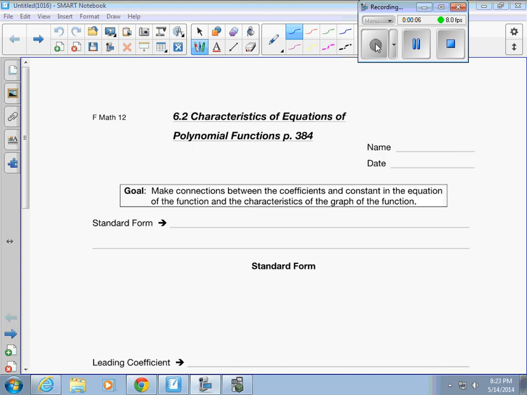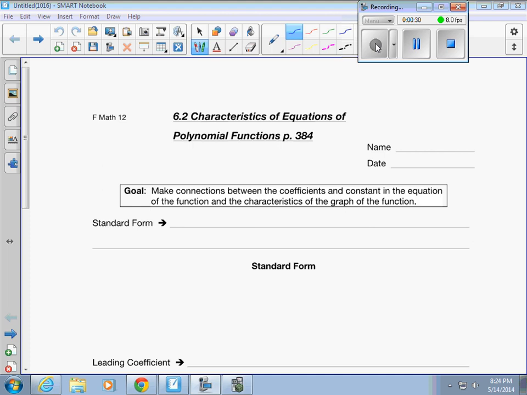6.2 is characteristics of the equations of polynomial functions. So what we want to do in this section here is we're going to make a connection between the coefficients and the constants in an equation of a function and the characteristics of the graph of the function. So what do the coefficients and the constant tell you so that you can graph the equation?